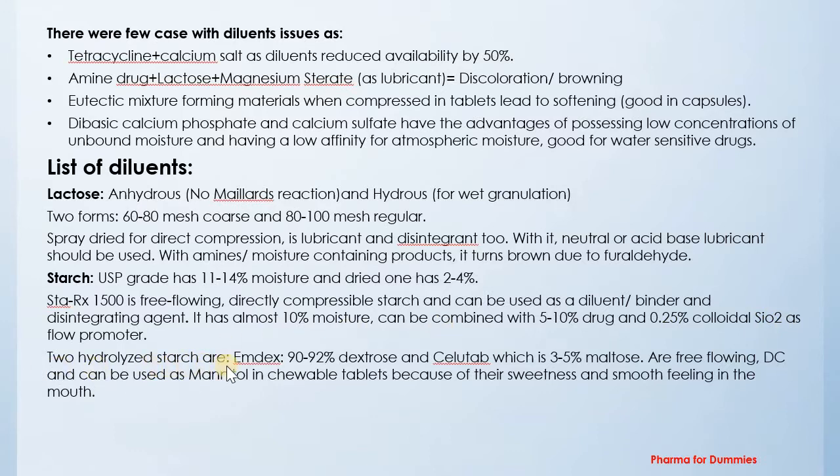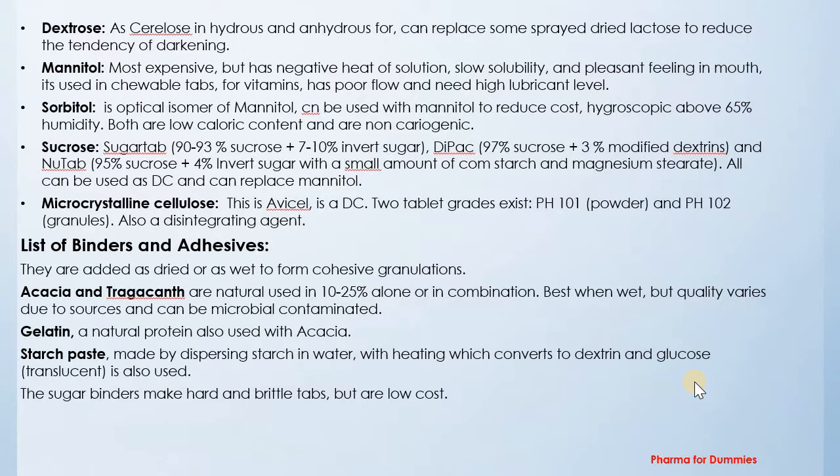The two hydrolyzed forms of starch are Emdex, which is 90 to 92% dextrose, and Celutab, which is 3 to 5% maltose. They are free-flowing, are directly compressible, and can be used like mannitol in chewable tablets because of their sweetness and smooth feeling in the mouth. The third is dextrose, which is also known as cerelose, in hydrous and anhydrous forms, and can replace some spray dried lactose to reduce the tendency of darkening.